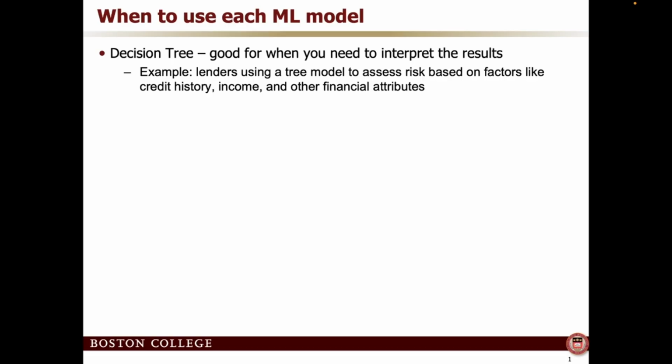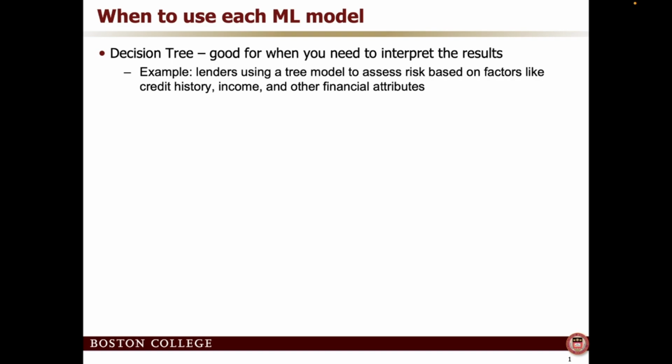Okay, so the example here, a lender might use a decision tree model to understand risk based on different factors for one of their customers. Okay, credit history, income, other financial attributes. And the nice thing is when you build the tree, you can actually see where the splits are. So it's nice for that to give you a set of decision rules.